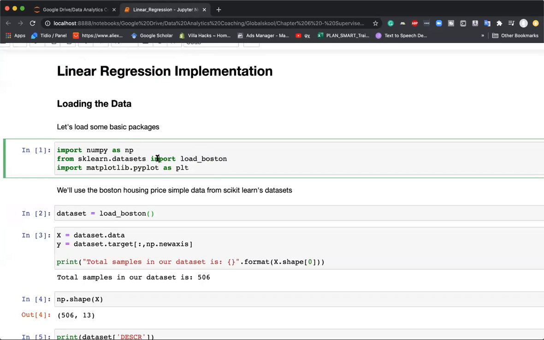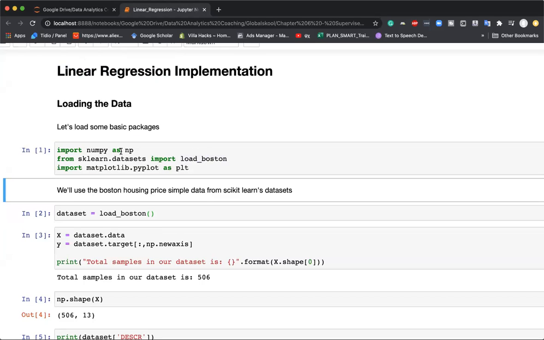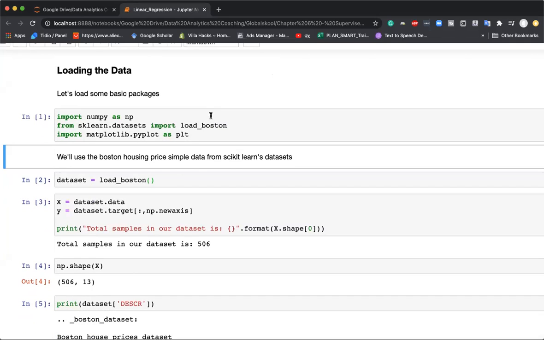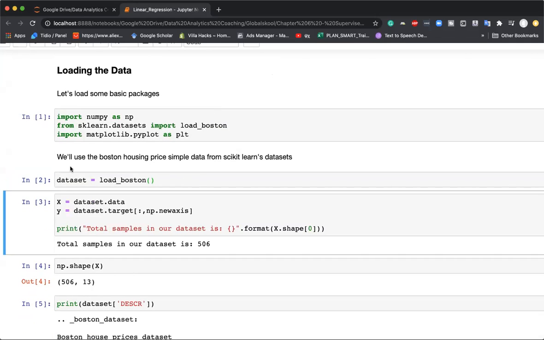Okay. So here I first load NumPy for all our mathematical stuff. We want to do linear algebra, we want to do calculus, so NumPy is a must. We take our dataset, load_boston, from scikit-learn's datasets, and we take matplotlib so that we can plot our learning function. First thing, we will load our data. So here I load the data into the variable dataset.